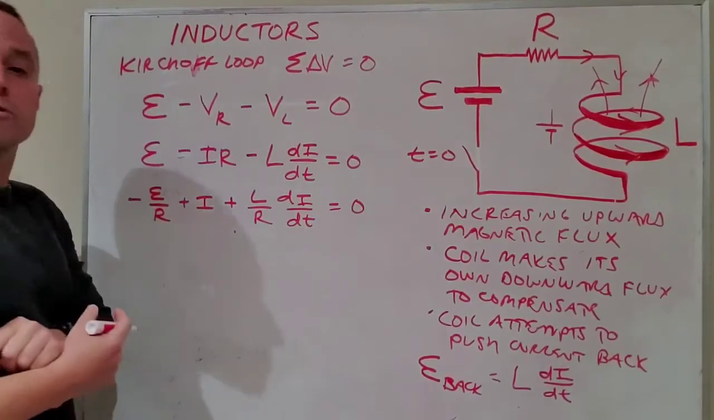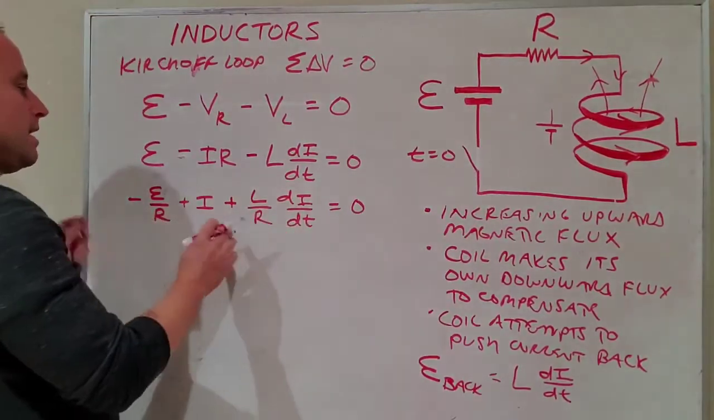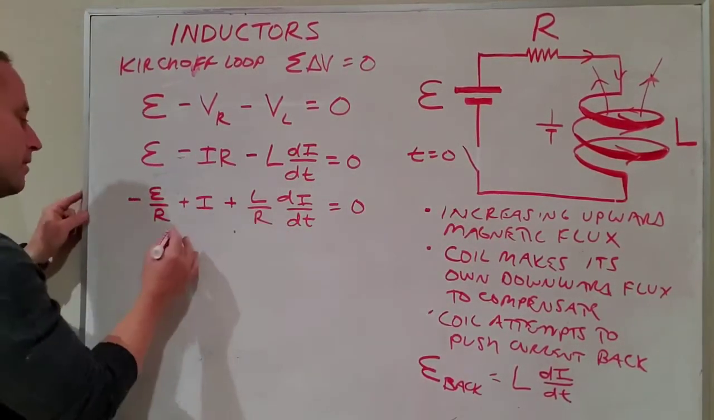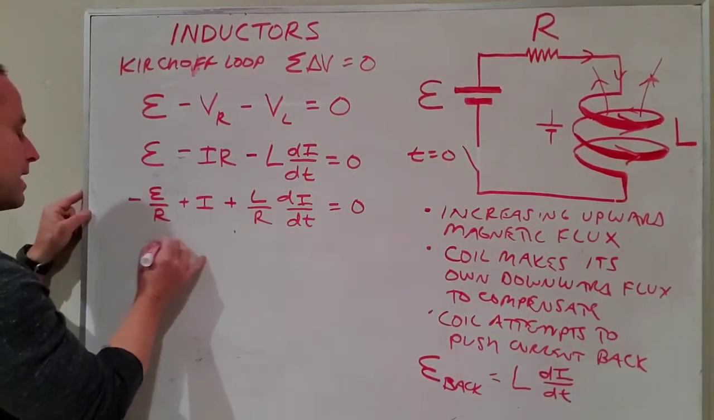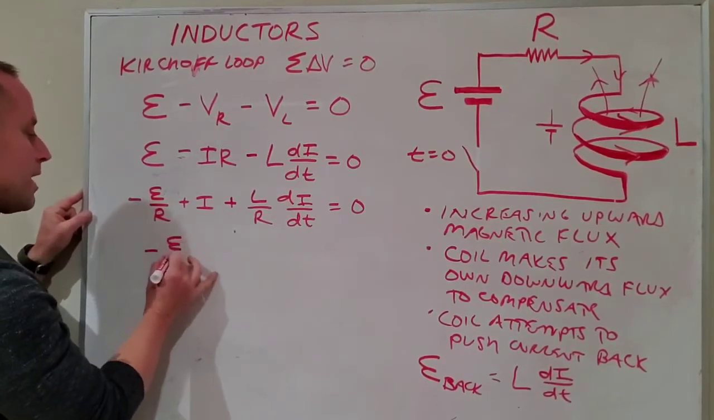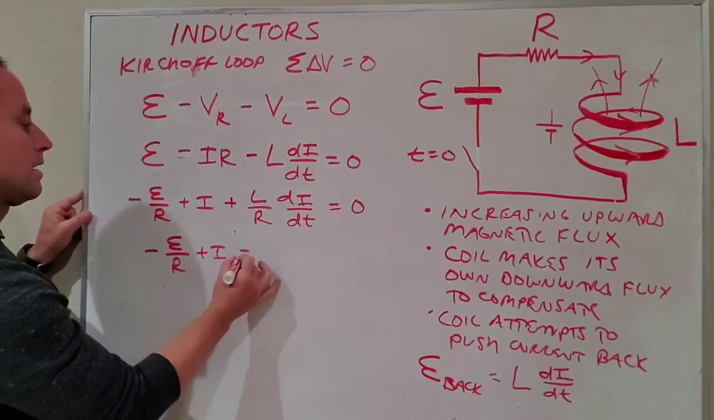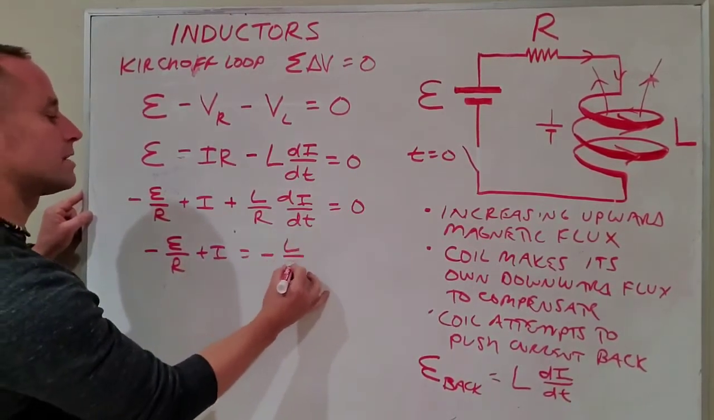And now what I'm going to do is separate variables to separate and integrate. And so what I'm going to do is, actually let's do this first, just so I'll do one more little line of algebra. Equals minus L over R di dt.